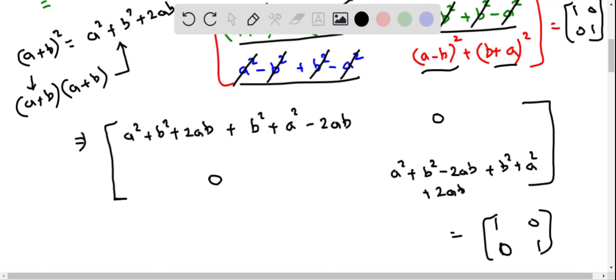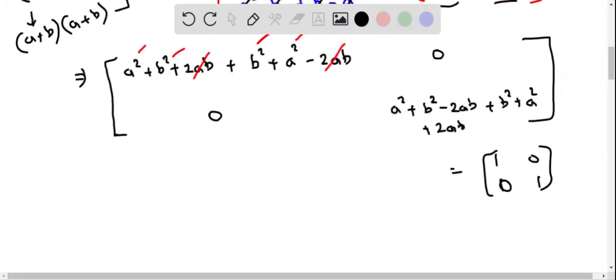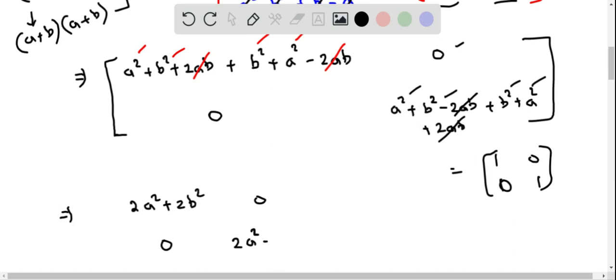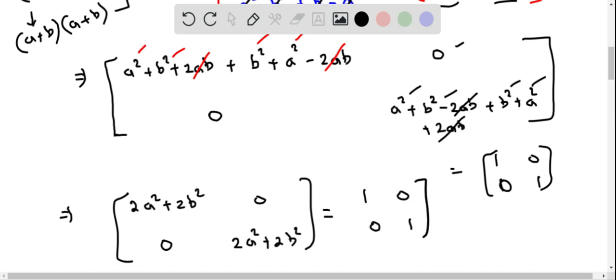Let's simplify this expression. We have positive 2ab and negative 2ab, and these two get cancelled. We have 2 times a squared and 2 times b squared. So 2a squared plus 2b squared is the first element. In the next row we write this element first, and we will also simplify this. This is negative 2ab, positive 2ab, 0, and we have 2 times a squared plus 2 times b squared. So it is 2a squared plus 2b squared, and this is in matrix form. And this equals, on the right side, the identity matrix, that is 1, 0 and 0, 1.